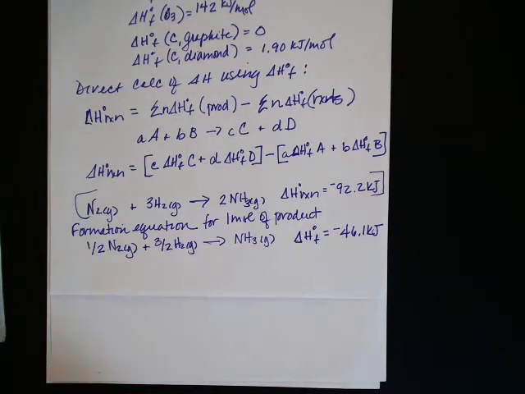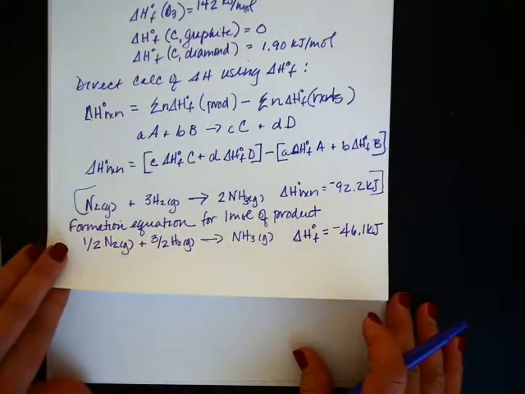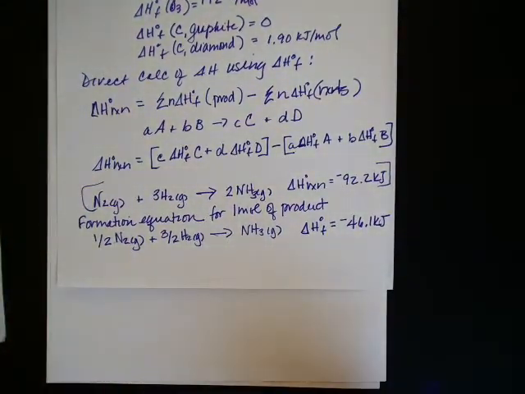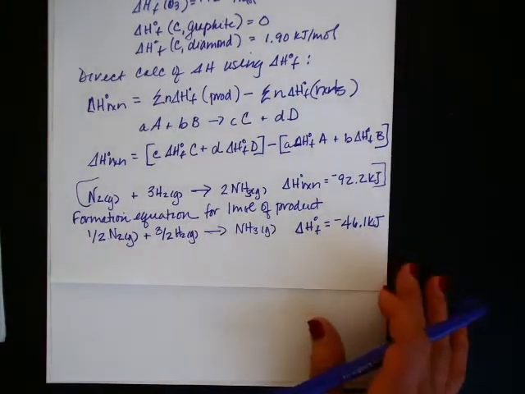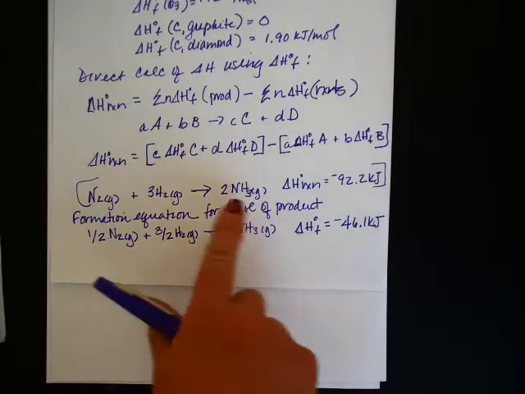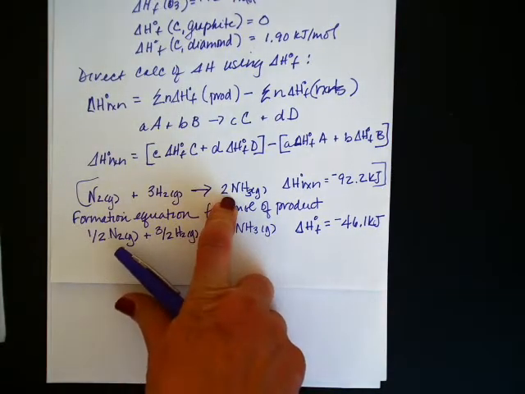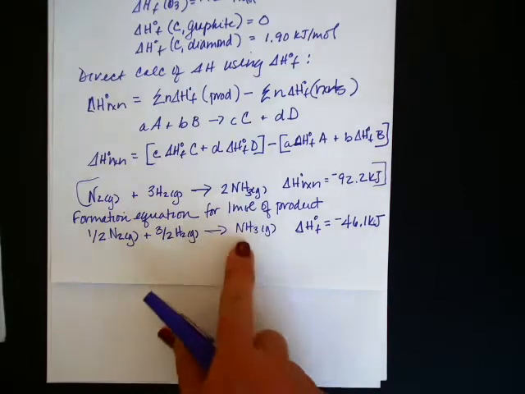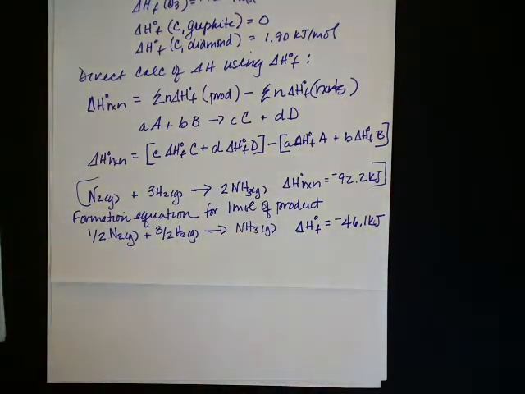Oh, yep, Alicia. Why did I divide it by 2? Because I have to divide every coefficient by 2 to get this to be 1 mole of ammonia. Okay? So the formation equation is per 1 mole of product, but whatever I do to that thermochemical equation, I have to do to delta H.